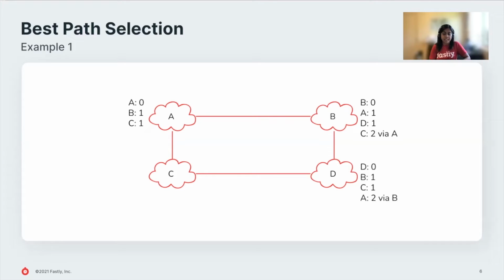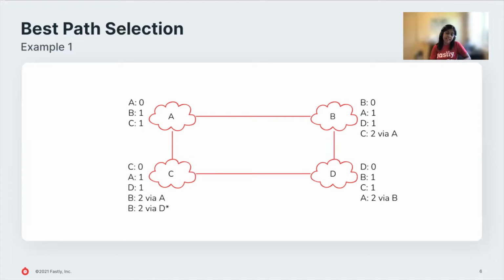So let's see what D knows at this point. So D knows it has a 0-hop path to itself, a 1-hop path to reach B and C, and D now knows that it can reach A using a 2-hop path via B. So it advertises this information.